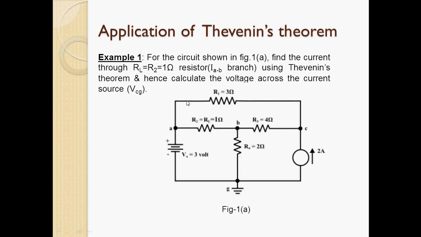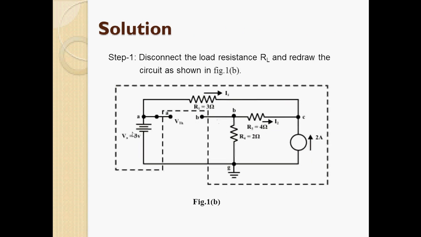Let us take one example. So this is the circuit, a voltage source is there, a current source is there, and the values of all the resistances are given. So find the current through this resistance RL, that is 1 ohm. So find the current through the 1 ohm. So what will be our first step? So we just remove the load and measure the value of the voltage here.